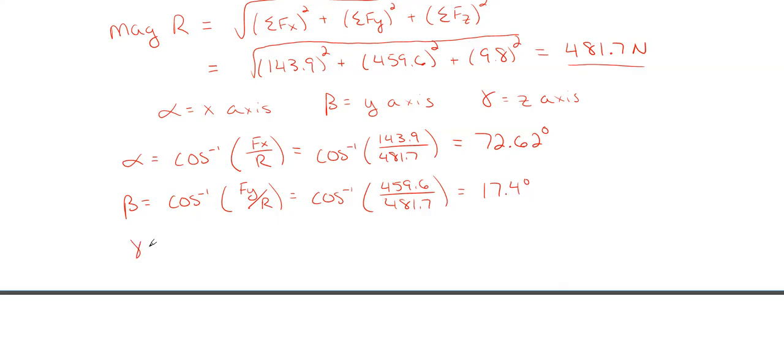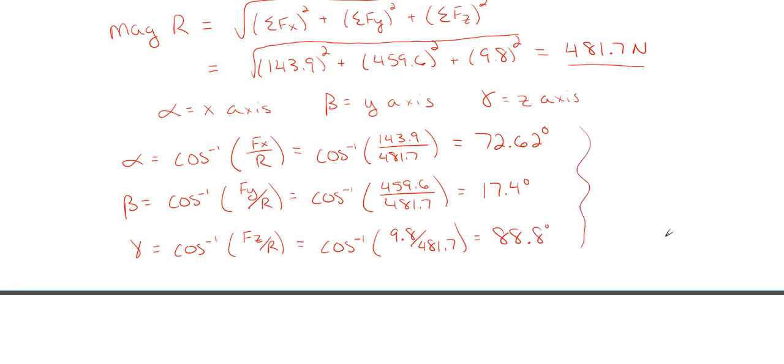And lastly, we only have one more angle to do here, which is off of the z-axis. So gamma is equal to cosine inverse of Fz over our resultant magnitude. So plugging in actual values here, we would have cosine inverse of 9.8 over 481.7 newtons. And this gives us a value of 88.8 degrees. And these would be your directional cosines or your location angles for your resultant magnitude. And that's how you would answer this entire problem.